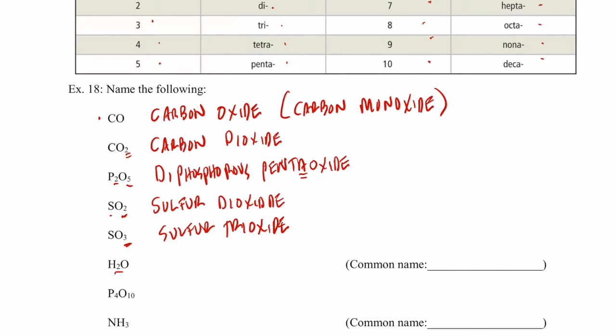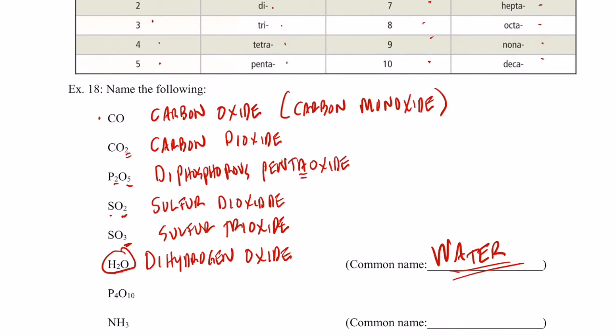H2O, well, that's a pretty common one, but let's go ahead and give it its chemical name. There are two hydrogens, so we'd say dihydrogen. And then we could just say oxide, or if you wanted to, you could say dihydrogen monoxide. Your choice. Now, of course, the common name for this is water. And even the most hardcore chemist will call H2O water. It's very unusual that one will call it dihydrogen oxide. So we can just get away with calling that water. And I expect you to call it water.